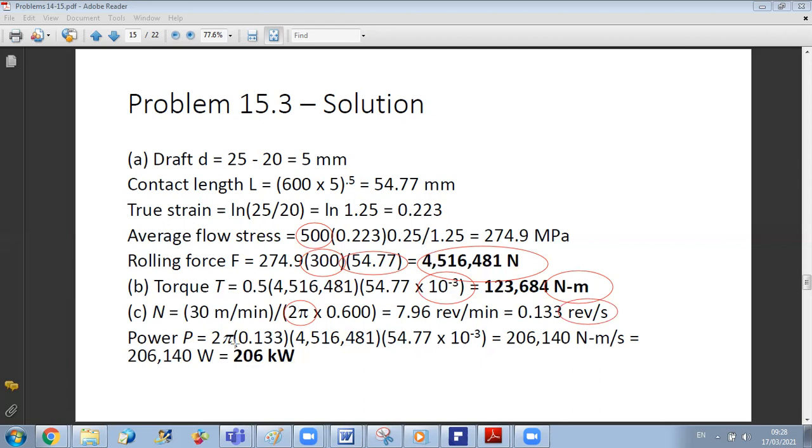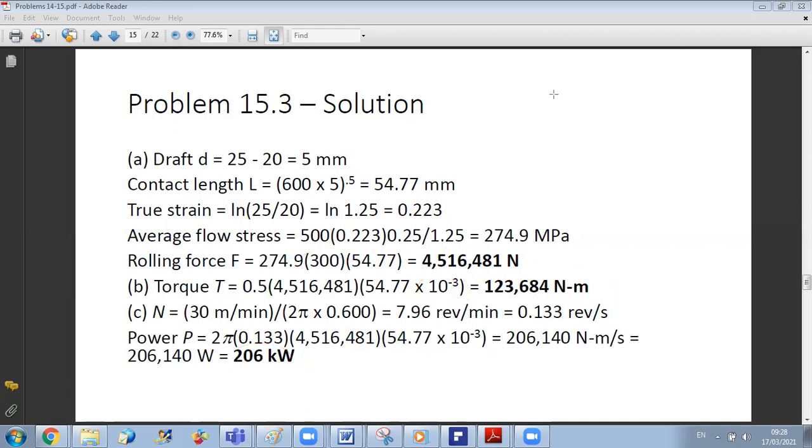The value you get here is 206 kilowatt. Just here you should pay attention to units, because if you make a calculation error in units, it will give you a wrong result. Any question about this problem?